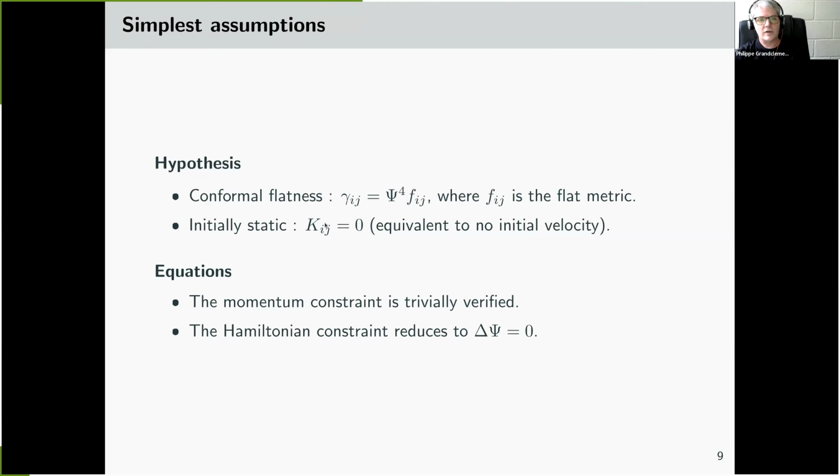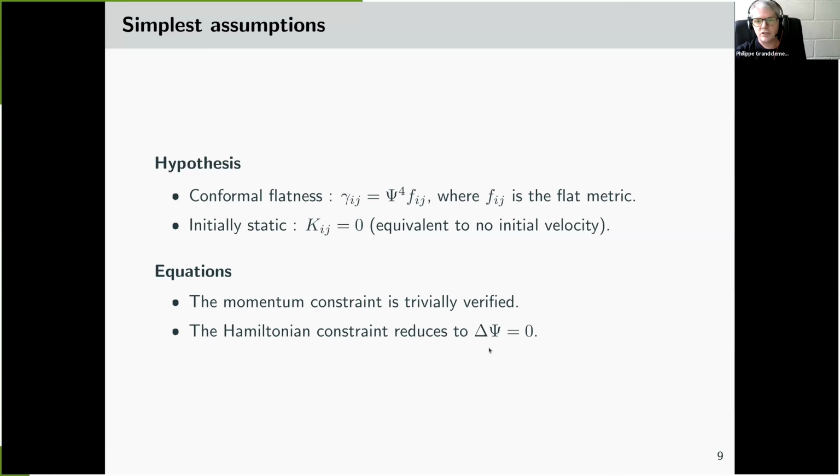I must say also that it's not very physically meaningful, in a sense that setting Kij equals 0 means that your two black holes essentially have no initial velocity. And so if you do a time evolution of such data, you will end up with the two black holes doing a head-on collision, which is not very realistic.